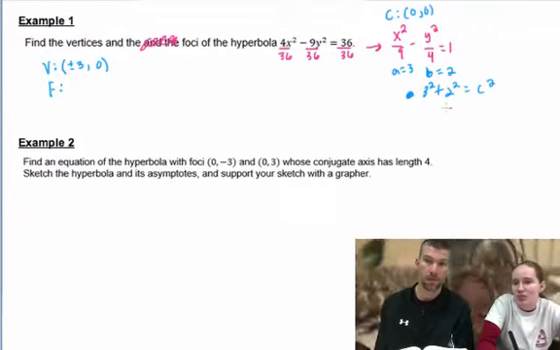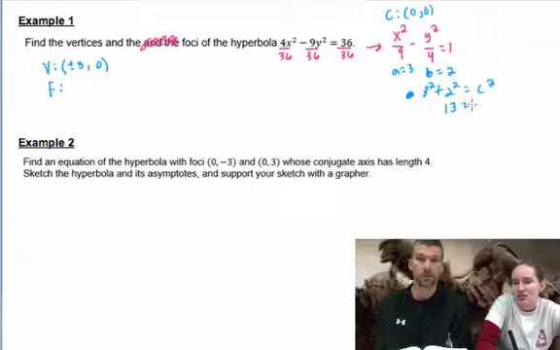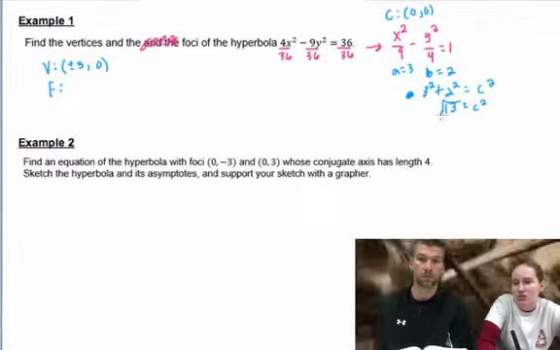So that's 9 plus 4, 13. Which is 13. And so we square root.